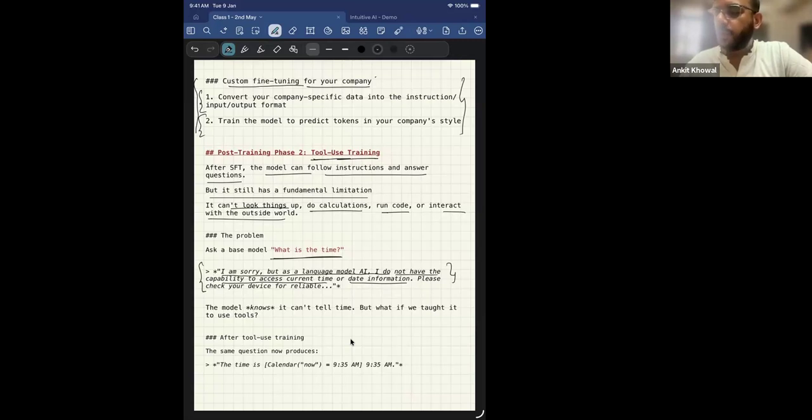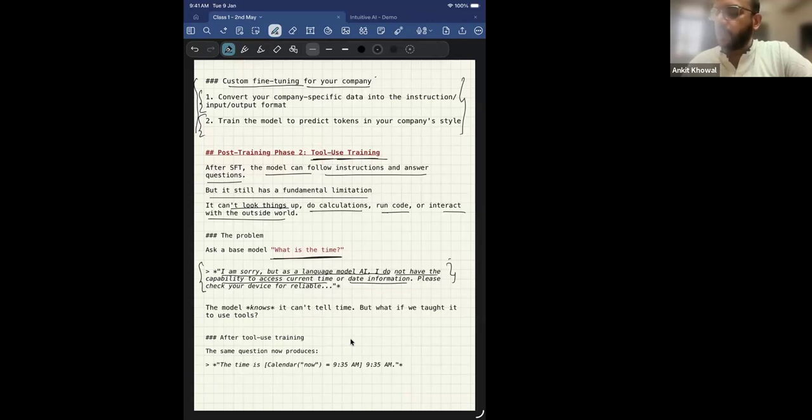But today, if you go to GPT, it can tell you what the time is. So how does this happen? We teach them how to use tools. Okay, so the model after supervised fine tuning still can't answer questions like this, which need some tool call.